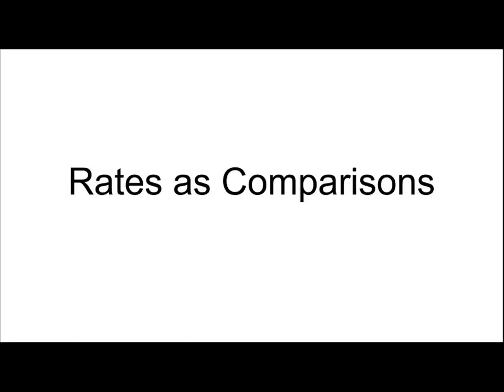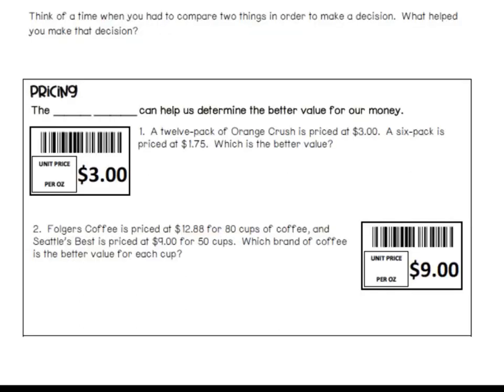We can use rates as a way to compare two things. And this can help us to make better decisions as far as what size package of laundry detergent we should buy so that we aren't spending as much money. And we use unit rate to help us with this.